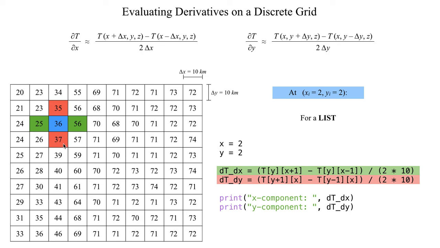So if y is equal to 2, we want the next row down, which would be row number 3, minus the value at row number 1, again holding the column constant, which is what this corresponds to. So this would be the next row down, this would be the next row up. Do that math, divide by the grid spacing, and then get a result.